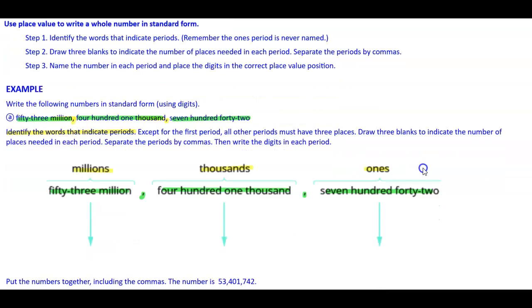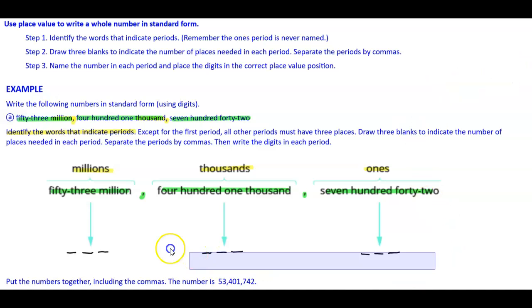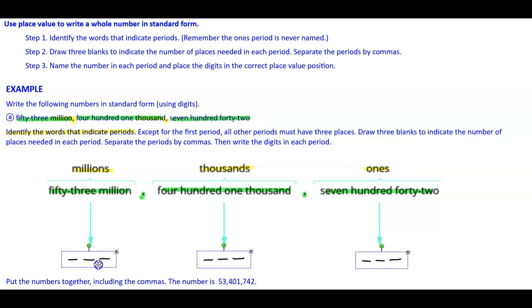Now we're going to draw three blanks to indicate the number of places needed in each period. So what we're going to do now is we're going to draw three blank spaces. Okay. So there are our three blank spaces. Okay, and I'm going to move these down just a little bit more so we can create a little bit more room. Okay, so if we take a look at the first one here, it says 742. So we know that this is going to have 742, and then we have a comma here.